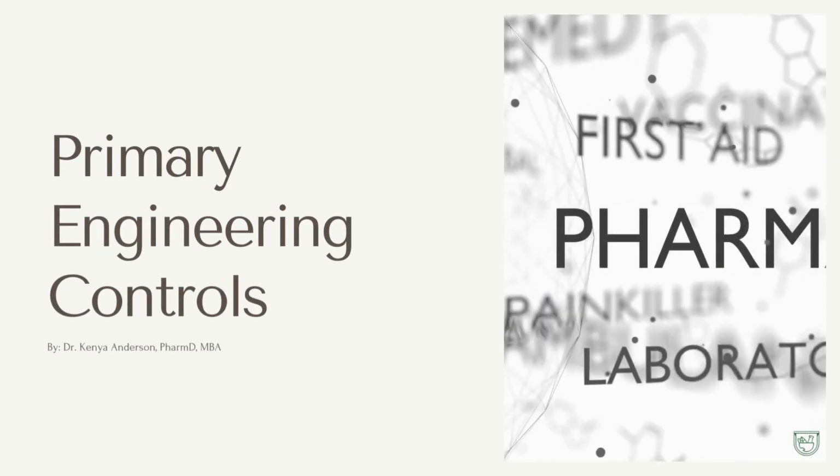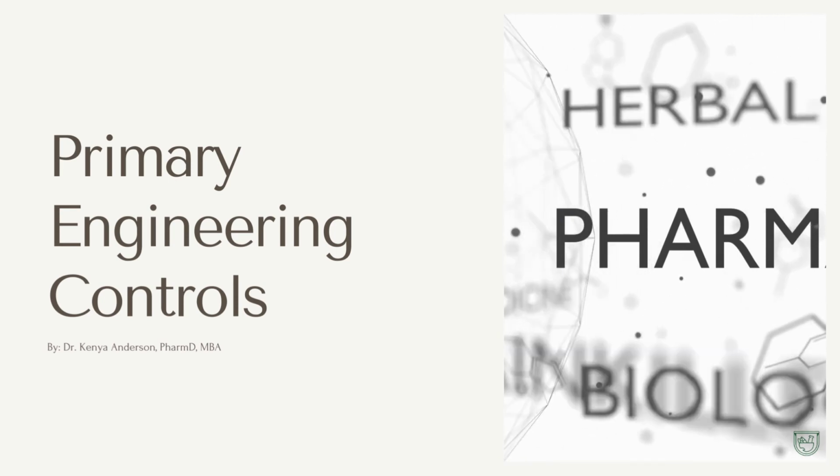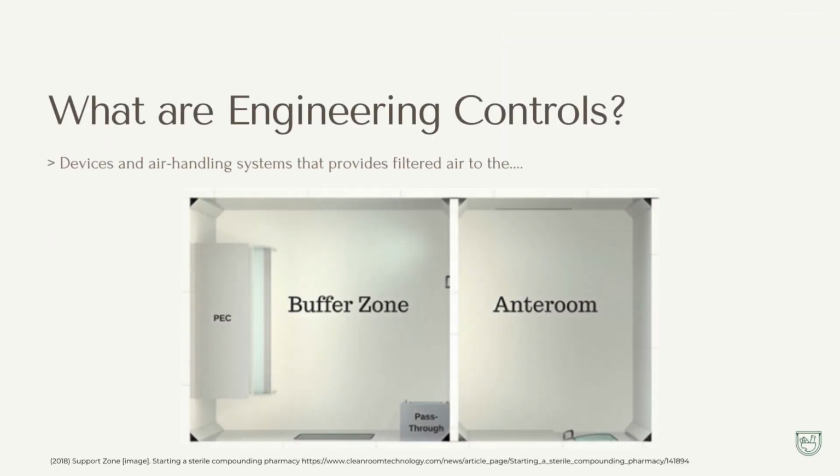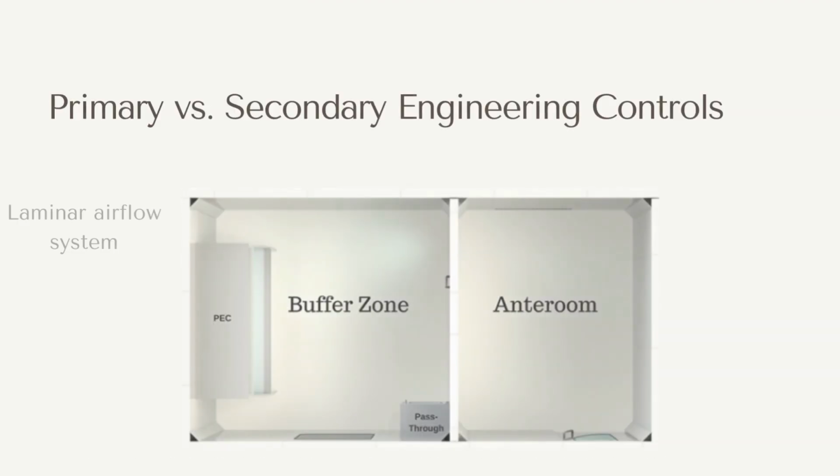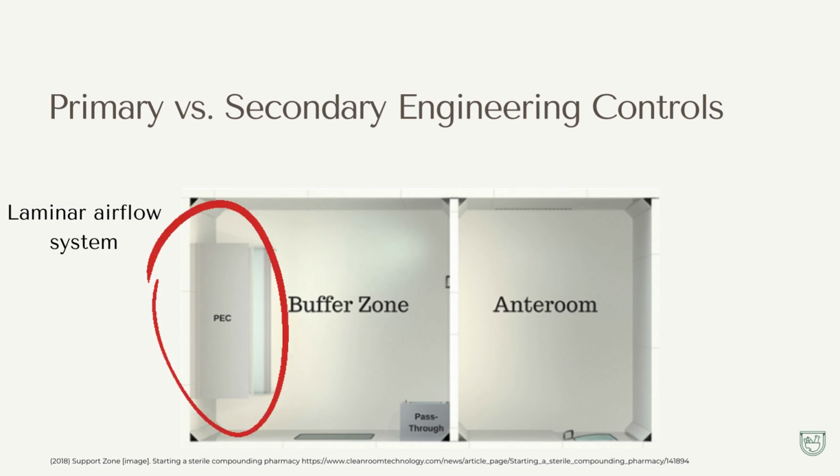My name is Kenya, and today let's review primary engineering controls. Engineering controls are devices and air handling systems that provide filtered air to the compounding zone and the surrounding areas. The compounding zone would be the primary engineering control, which comprises laminar airflow hoods, biosafety cabinets, and compounding robots, just to name a few.